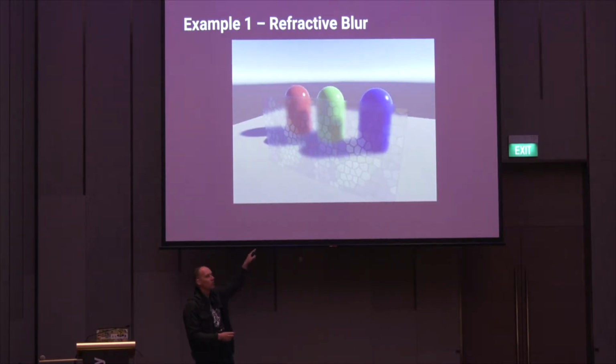So after all the opaque objects have been rendered, I'm going to capture the background, I'm going to blur it, and then I'm going to render this wall here in the transparent queue and apply this texture to it. So let's look at the details of how that's done.